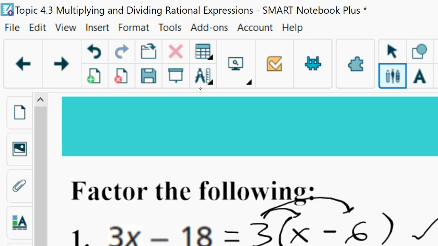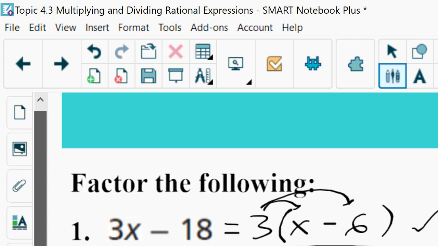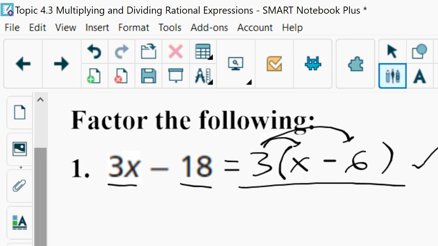For number 2, this has 2 terms, and the greatest common factor of both terms is 4. And then what do I need to multiply 4 by to get to 4x? Well, that's x. And what do I need to multiply 4 by to get to 12? That's 3. And then it's been factored. I multiply it out in my head to make sure that it's right. 4 times x is 4x. 4 times 3 is 12. We got it.